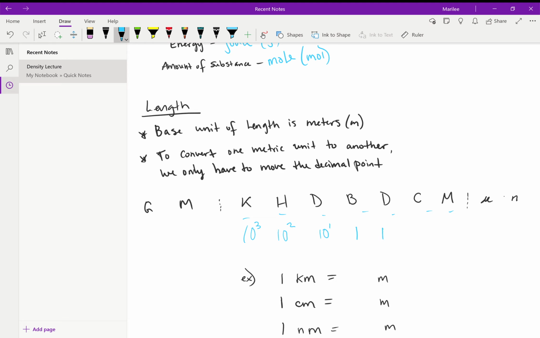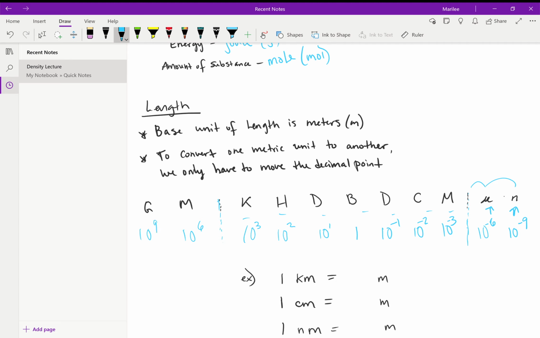Here we have 10 to the negative power of 1, 10 to the negative power of 2, 10 to the negative power of 3. This here is micro, which is 10 to the power of minus 6. Nano is 10 to the power of minus 9. Put these dotted lines here because these go by 3's. And then on this side, after kilo, we have mega, which is 10 to the power of 6, and giga is 10 to the power of 9.